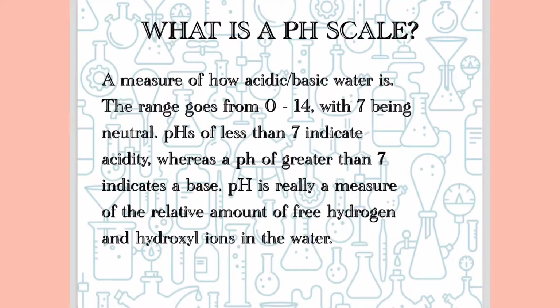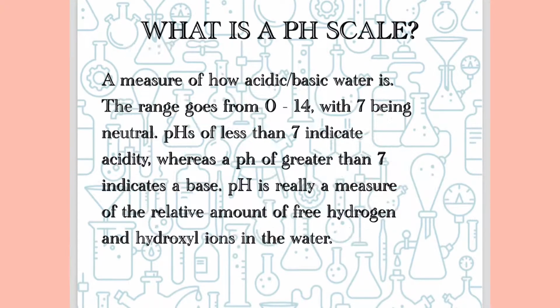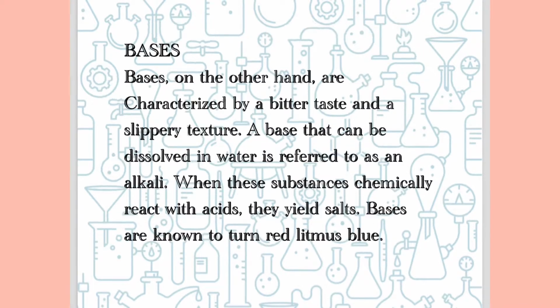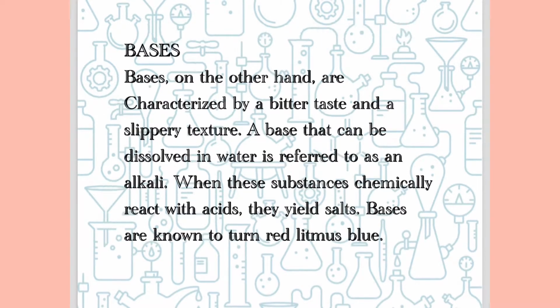What is a pH scale? A measure of how acidic or basic water is. The range goes from 0 to 14, with 7 being neutral. A pH less than 7 indicates acidic, whereas a pH greater than 7 indicates basic. The pH really measures the relative amount of hydrogen and hydroxide in water.